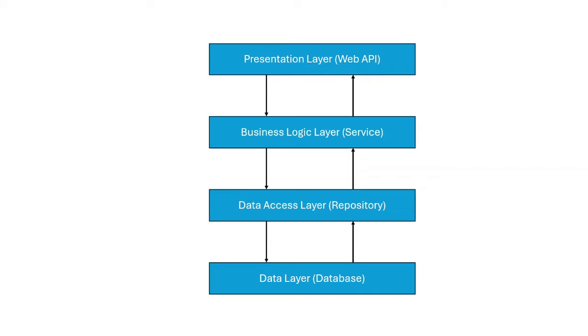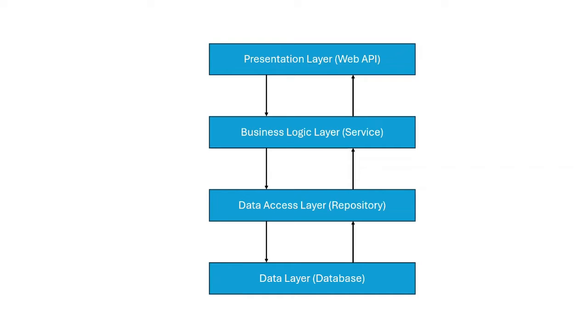Layer 1 is the Presentation Layer, Web API. This layer has controllers, and it handles HTTP requests from the user, the client, and transfers them to the corresponding services. It is also responsible for returning results to the user. Layer 2 is the Business Logic Layer, the Service Layer. This layer has services, and it contains the application's business logic. Services will call repositories to retrieve or manipulate data from the database.